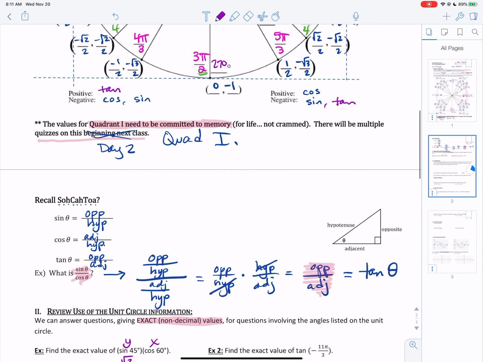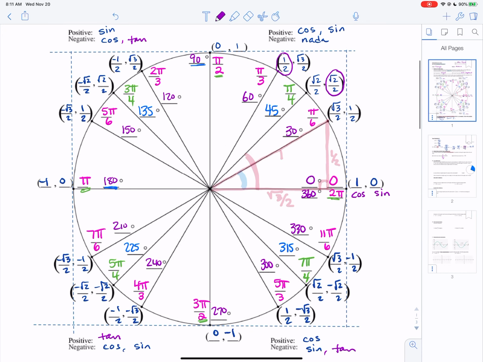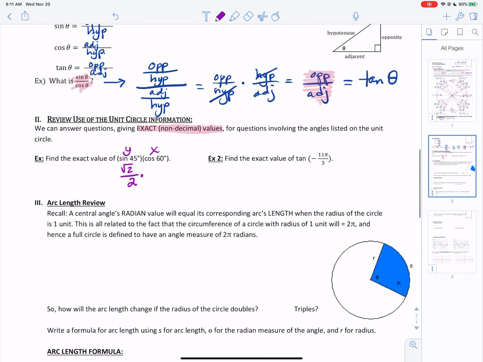Cosine of 60, so go to cosine of 60. That's the x value. That's 1/2. And you're going to multiply those together, and you get root 2 over 4. So that would be the exact value for that problem.